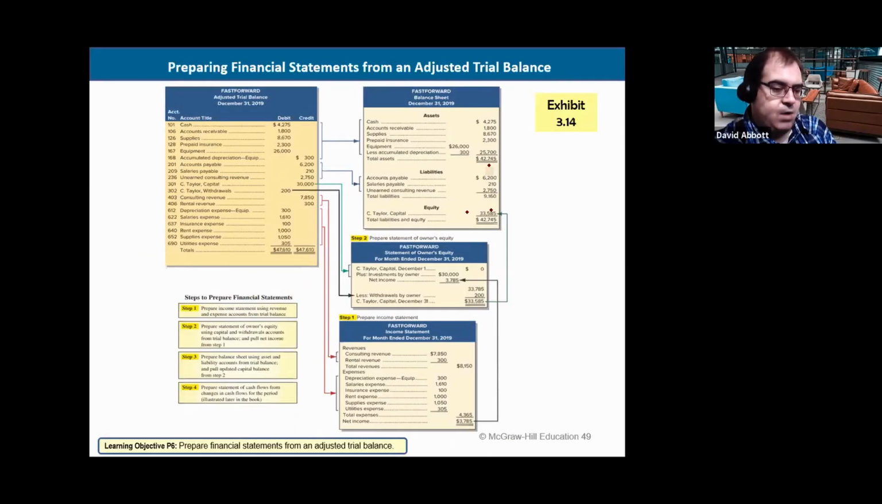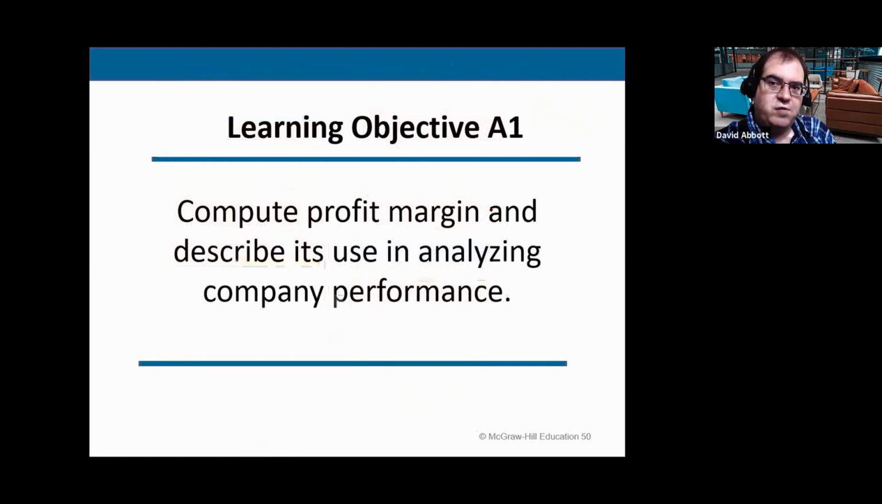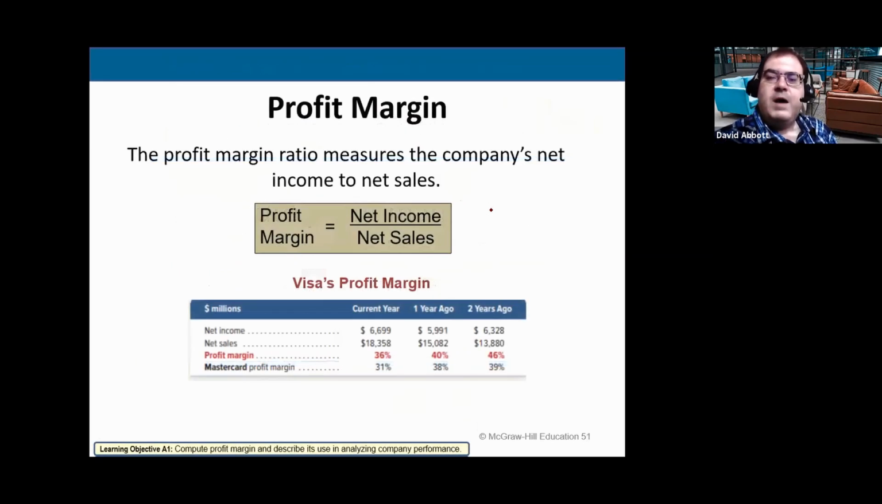But for right now, we're going to set this aside. So we're done with doing adjusting entries for the moment. But we're going to talk now about A1, which is computing the profit margin, and how to use that to analyze the company's performance. I believe on the problems, maybe it's on the exercises, I do know you have a question about figuring out profit margin.